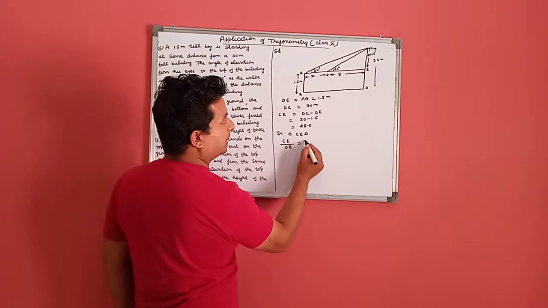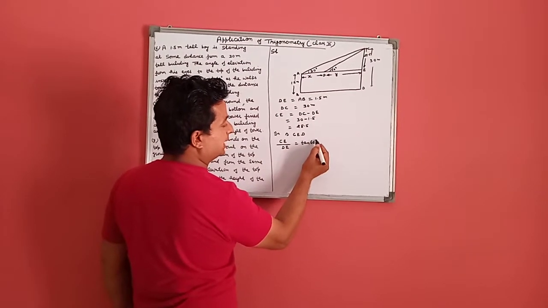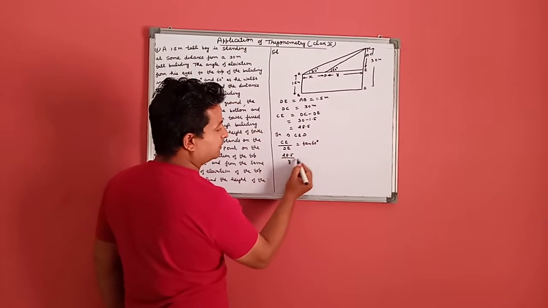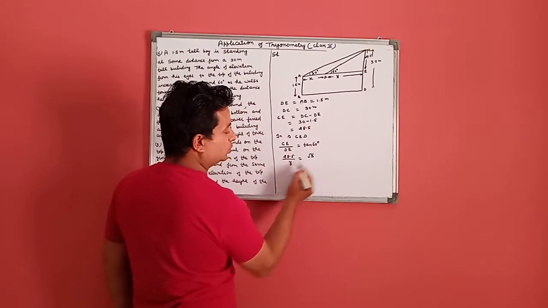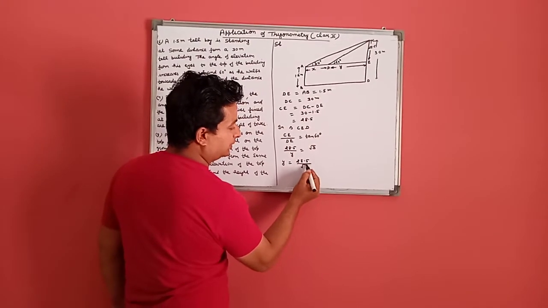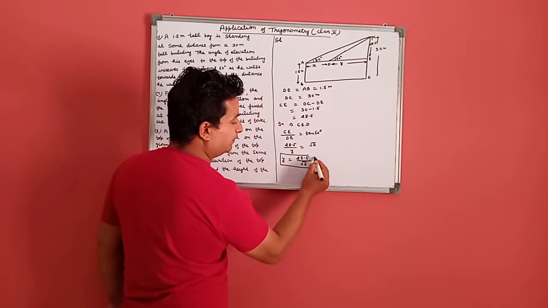As we know, perpendicular over base is tan. CE is 28.5, DE is y, tan 60 is root 3. From this we find the value of y. This is the value of y.